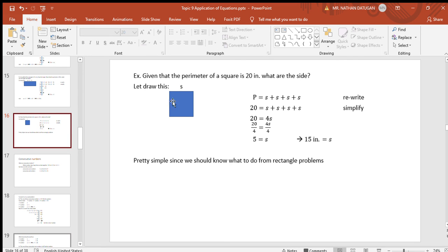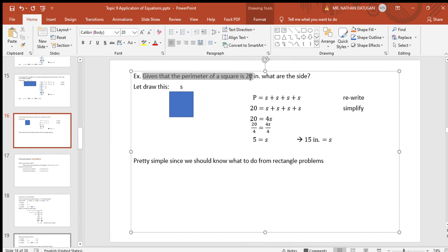So let's draw this. Draw the square, and the side is this. The perimeter of a square is side plus side plus side plus side, as shown here. And we're going to simply rewrite P as what? 20. Again, given here, perimeter is 20 inches. P is equal to 20. We're going to replace P with 20 inches. So now we have 20 is equal to S plus S plus S plus S. Then we're going to combine like terms, and you're going to have 20 is equal to 4S.